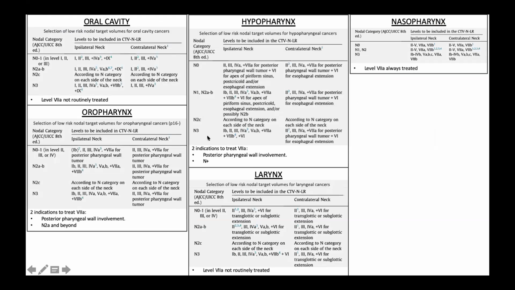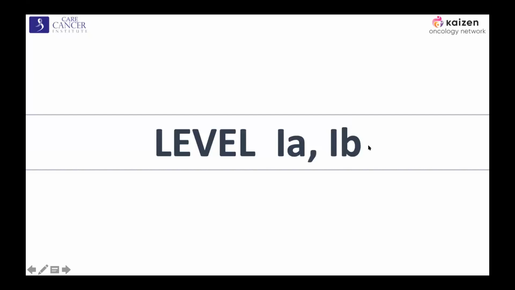So for indications for treating the retropharyngeal group of lymph nodes: in the oral cavity and for the larynx, retropharyngeal nodes are not routinely treated. In the oropharynx, there are 2 indications. You treat retropharyngeal nodes when you have posterior pharyngeal wall involvement, or when you have N2A disease or beyond. And in the hypopharynx, you should treat it when you have posterior pharyngeal wall involvement or you have node positive disease. In the case of nasopharynx, since there is a very high risk of metastasis to this level, level 7A is always treated.